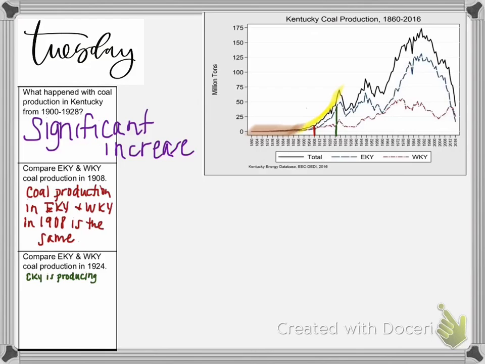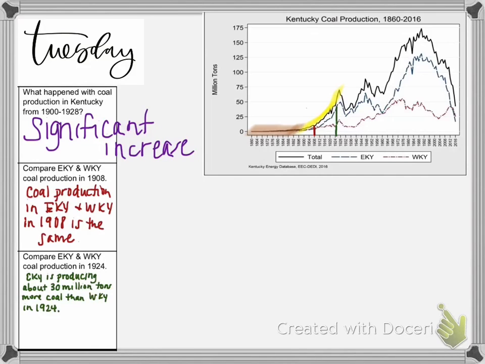Eastern Kentucky is producing about 30 million tons more coal than Western Kentucky in 1924.